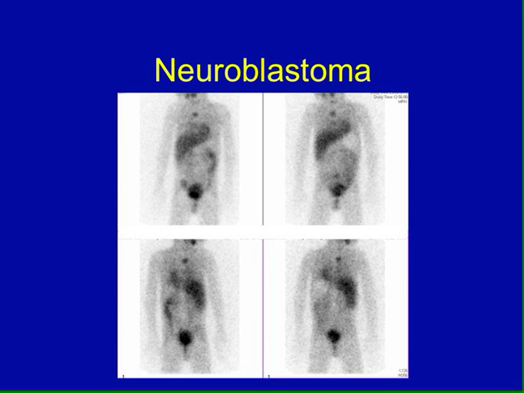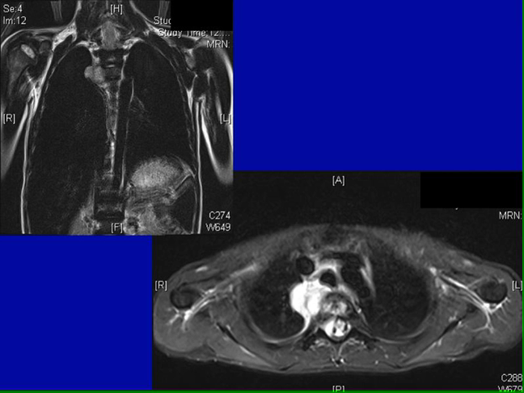You'll see that on this MIBG there is an area which might not normally be expected to be of high activity, and on the MRI there is a paraspinal lesion which has a significant intraspinal component extending into the right side through the intervertebral foramen.